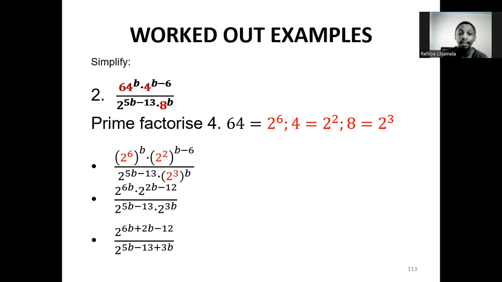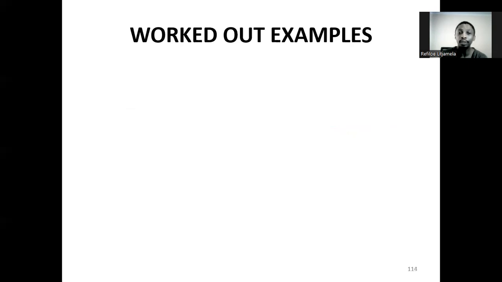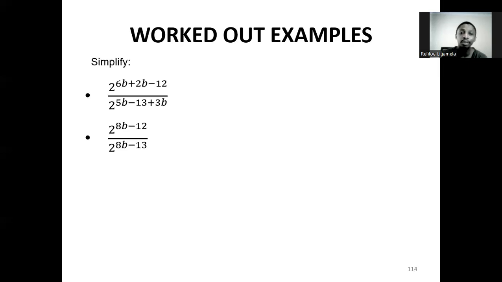I'm just going to highlight the like terms. Those are the like terms we need to add or subtract. In the numerator, 6b plus 2b will give me 8b. In the denominator, 5b plus 3b will give me 8b. So I will be left with 8b minus 12 in the numerator, and in the denominator, I'll be left with 8b minus 13. Note that when I subtract them, whenever I move my denominator exponents up, they change signs.